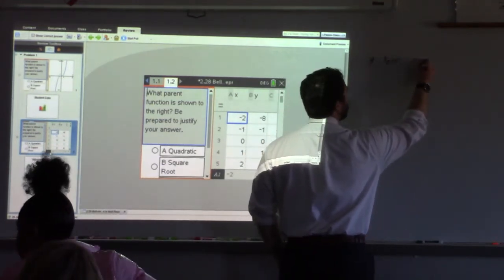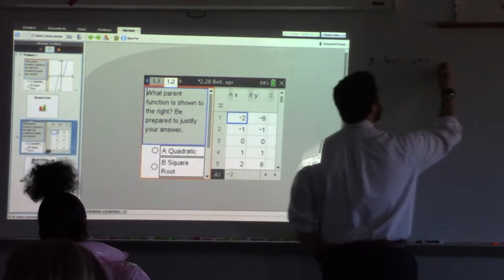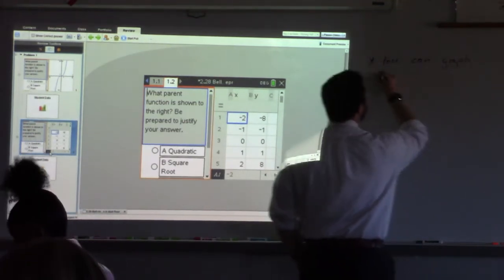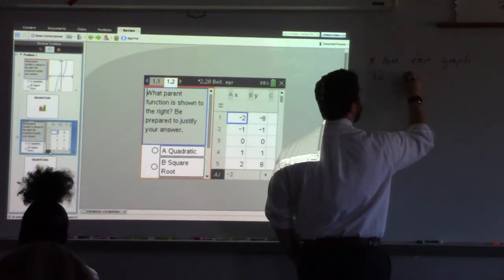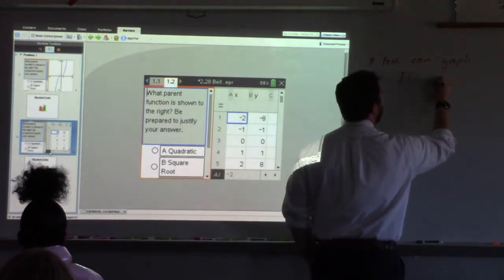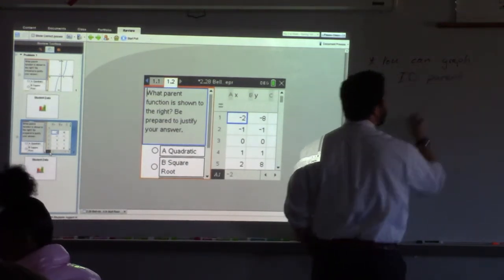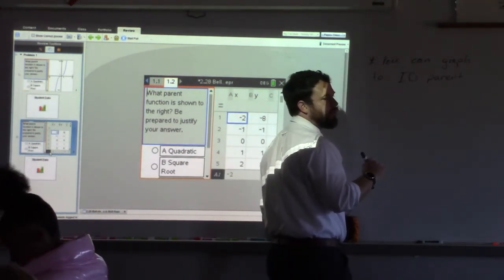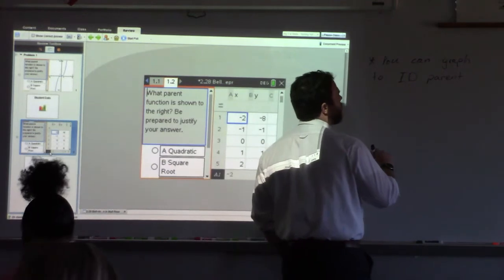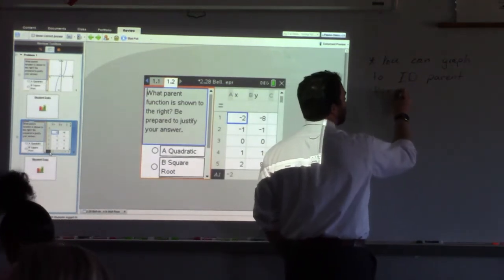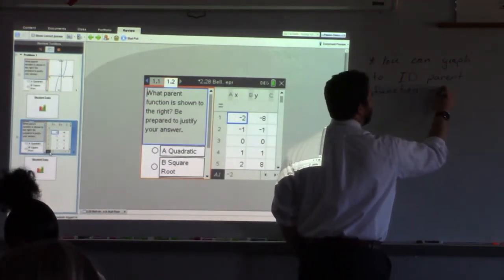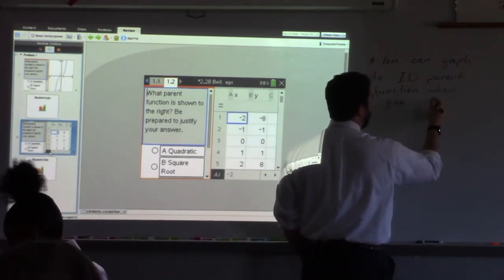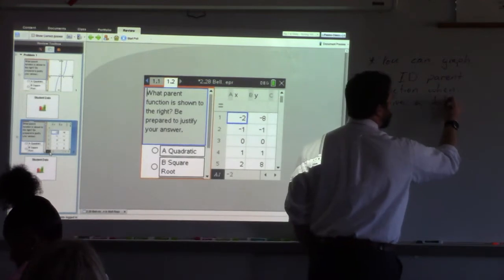So how do you graph it on the calculator? You graph it by hand. You can graph to ID parent function easily. There is a way to do it on the calculator. It's actually harder on the calculator than doing it by hand. That's the reason why I say that. You can graph to ID parent function when given a table. And I'm really glad you said that, Ishmael, because that is a great point. That's a super easy way.